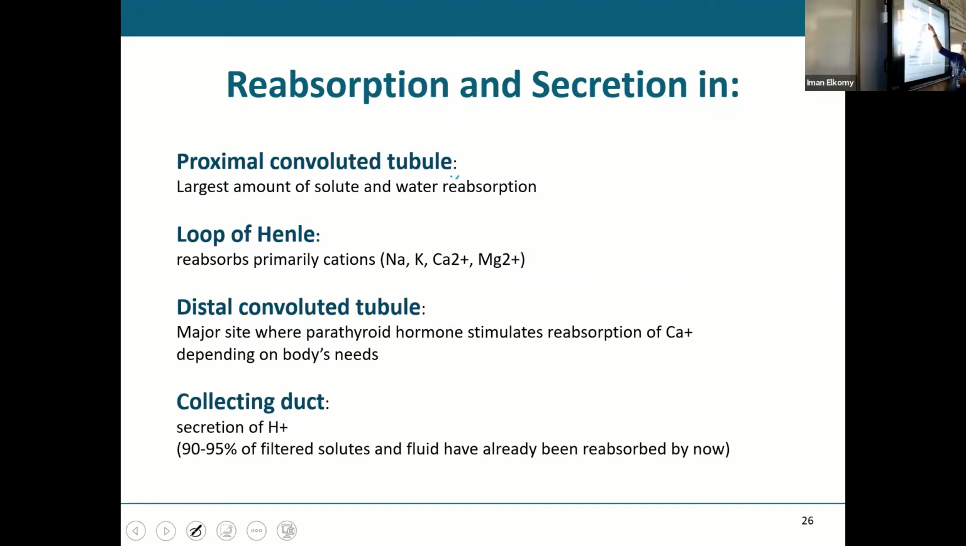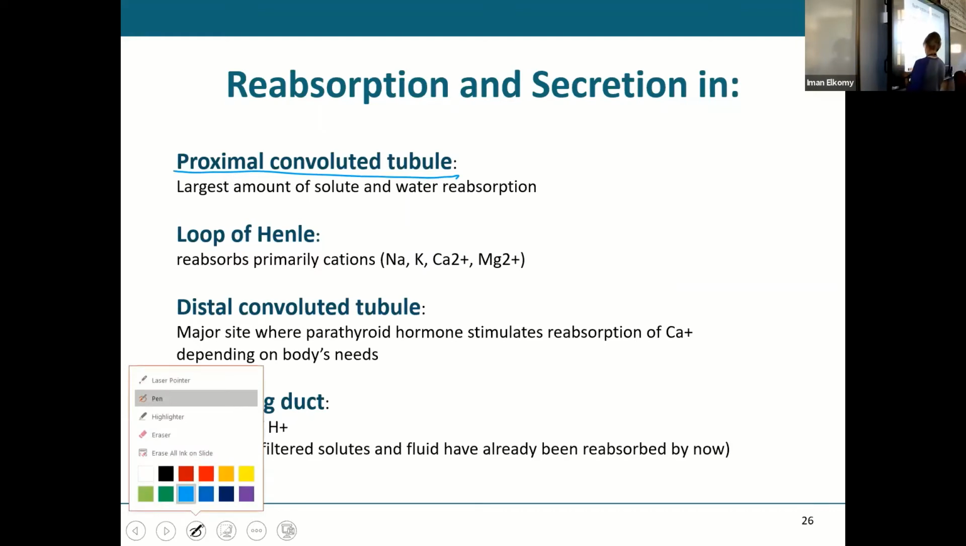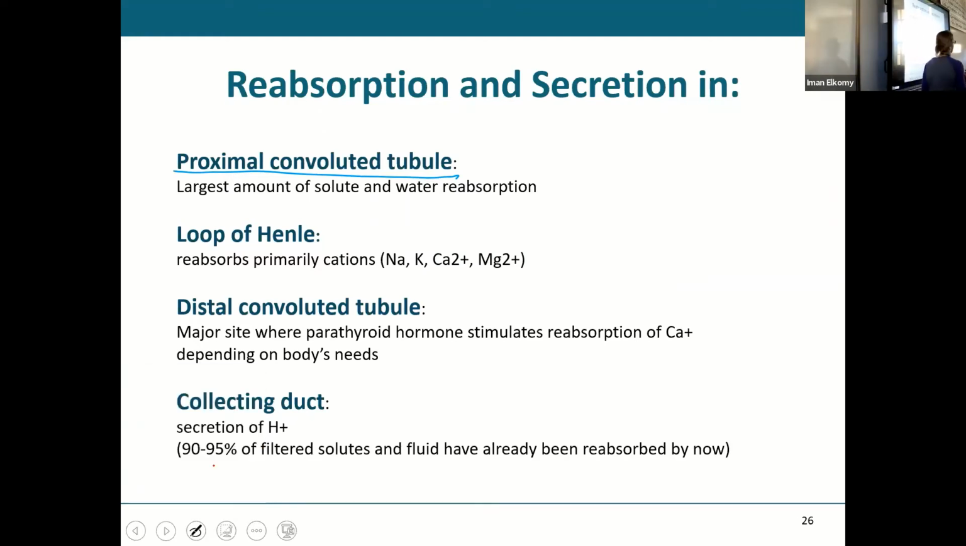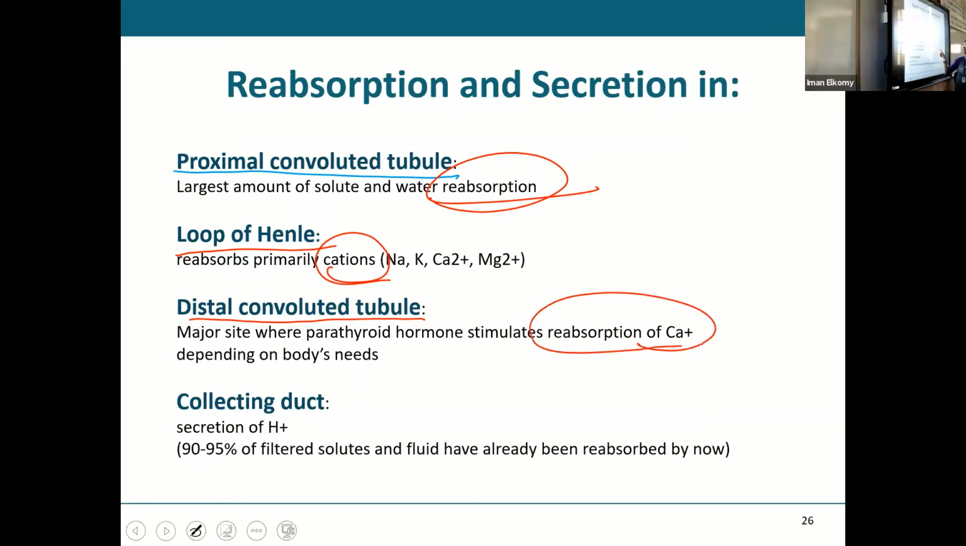The proximal convoluted tubule, that's that very first part just after the glomerulus. What happens there? Well, that's where most of my reabsorption happens, right? That's the first part, right after you get all that filtrate, put it all back in. So reabsorption happens mainly in the proximal convoluted tubule. The loop of Henle is where we are going to reabsorb cations, sodium, potassium, calcium. Your distal convoluted tubule after the loop is where you are going to get reabsorption of calcium, depending on how much calcium you need.